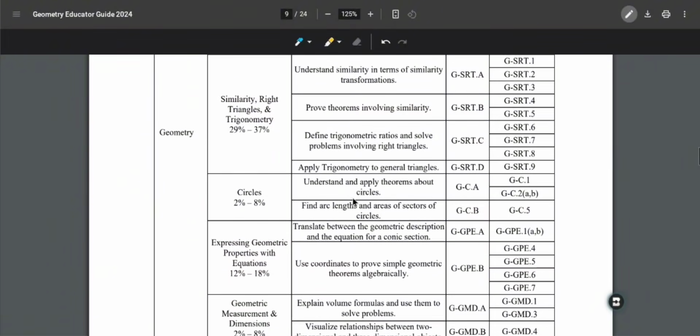For similarity, right triangles, and trigonometry, they're going to test you on similarity in terms of similarity transformations. Prove theorems involving similarity. As I said, your triangle similarity theorems, your side angle, your side, your angle theorems, your side angle similarity theorem. Defining your trigonometric ratios: do you know your SOHCAHTOA? Do you know how to solve those problems? Do you understand what it means by angle of elevation? Apply trigonometry to general triangles. Remember, trig can only be used in right triangles. If you don't have a right triangle, you cannot use your trigonometric functions.